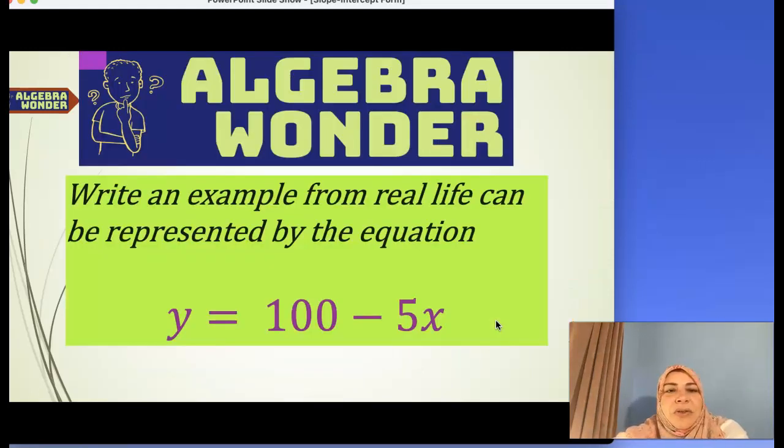Now it's going to be your turn to think for Algebra Wonder. I want you to think of a real life example that can be represented by this equation: y = 100 - 5x. So go ahead, think of a relationship between two variables, x and y, identify what is x and what is y, and figure out a real life scenario that's represented by this equation, y = 100 - 5x. Bring the story tomorrow to share with your classmates, share with your family, and enjoy the math.